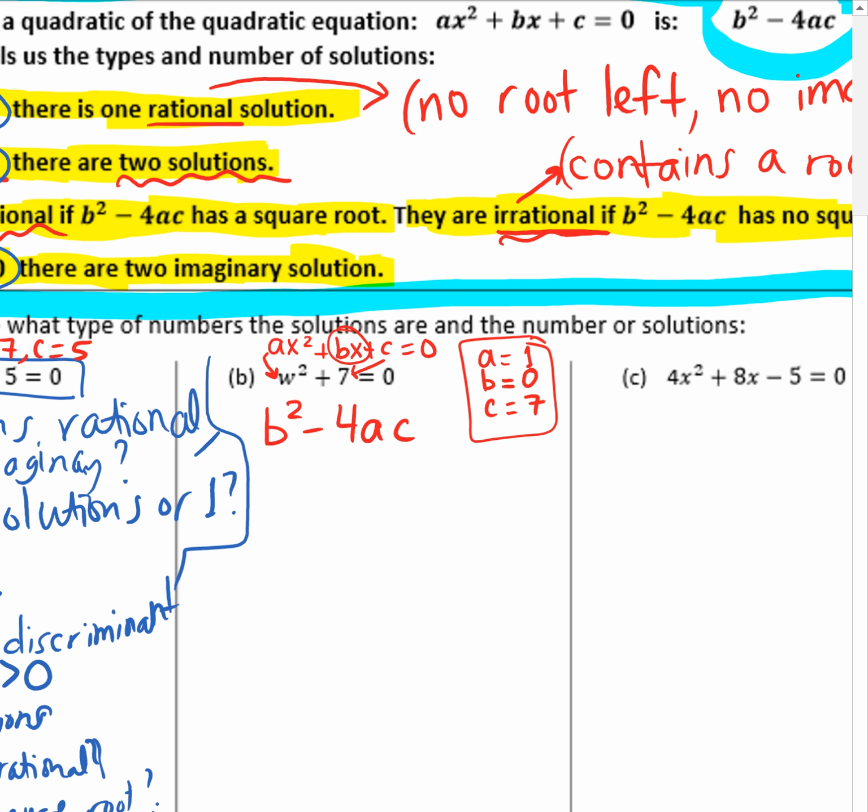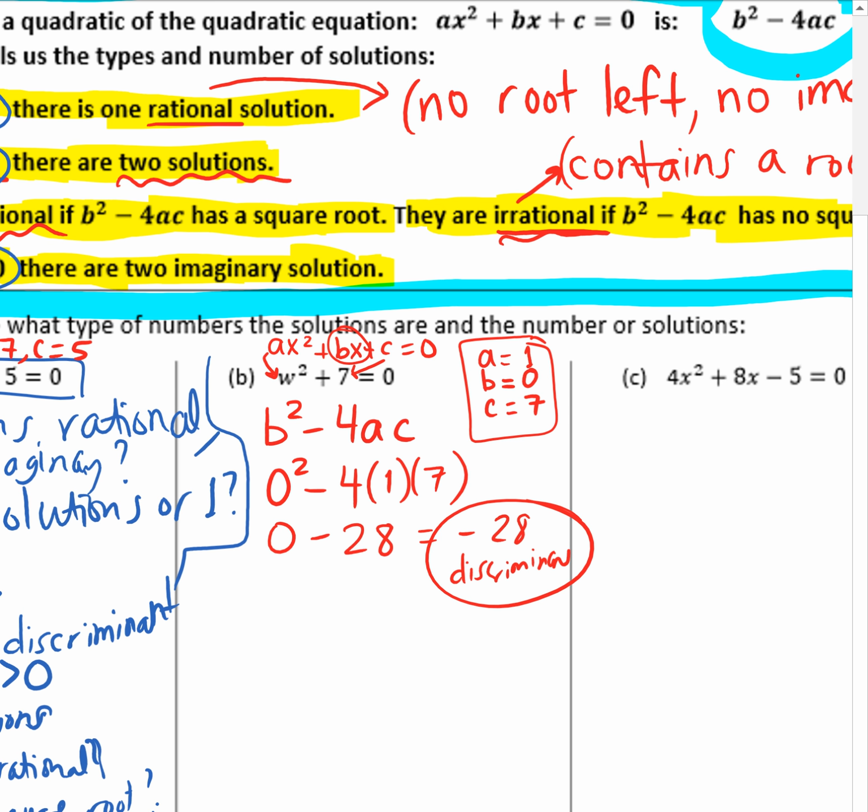So let's substitute those values in. B squared, okay, b is 0, minus 4, a is 1, c is 7. 0 squared is 0, minus 4 times 1 times 7 is 28. So we get negative 28. That's our discriminant.